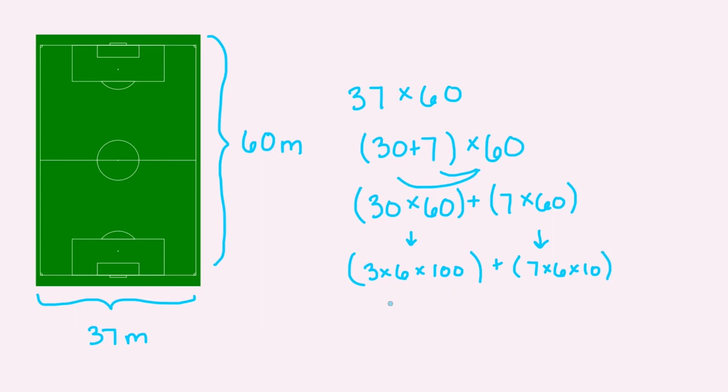3 times 6 is 18, times 100 is 1,800. 7 times 6 is 42, times 10 is 420. We add these two numbers together to get our total, 2,220 meters. Once again, there's an easier way to set this problem up that requires less work.